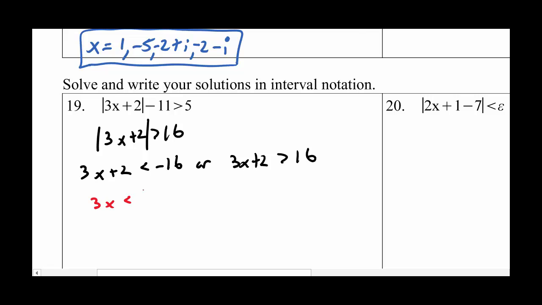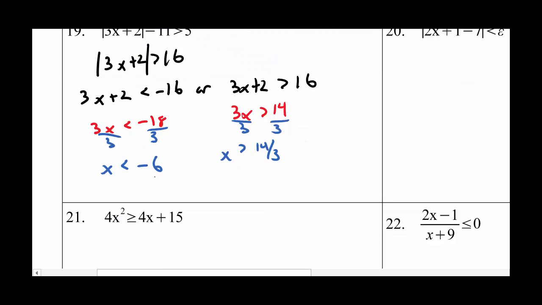So 3x is less than negative 18. Divide by 3, and so I get x is less than negative 6. On the other side, again, subtract off the 2. So I get 3x is greater than 14. And divide by 3, and I get x is greater than 14/3. Okay, so in interval notation, I have it going from negative infinity up to negative 6, union 14/3 going out to infinity.